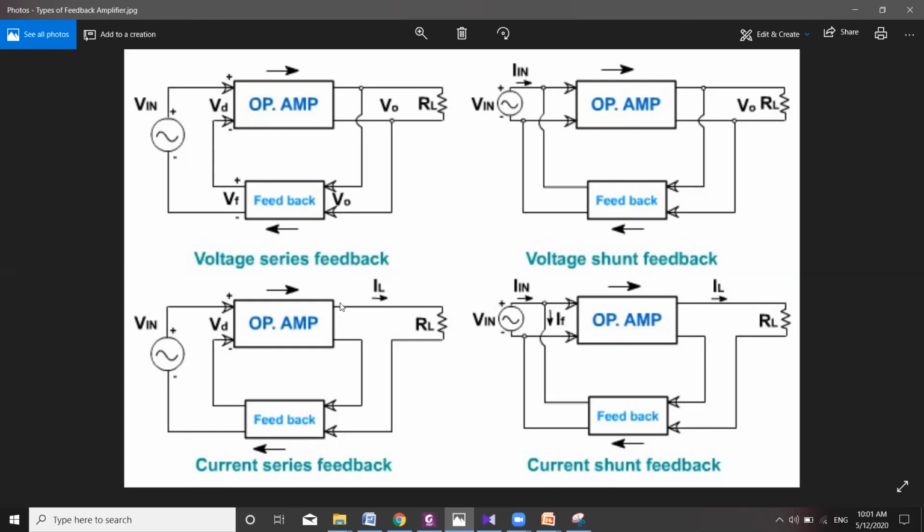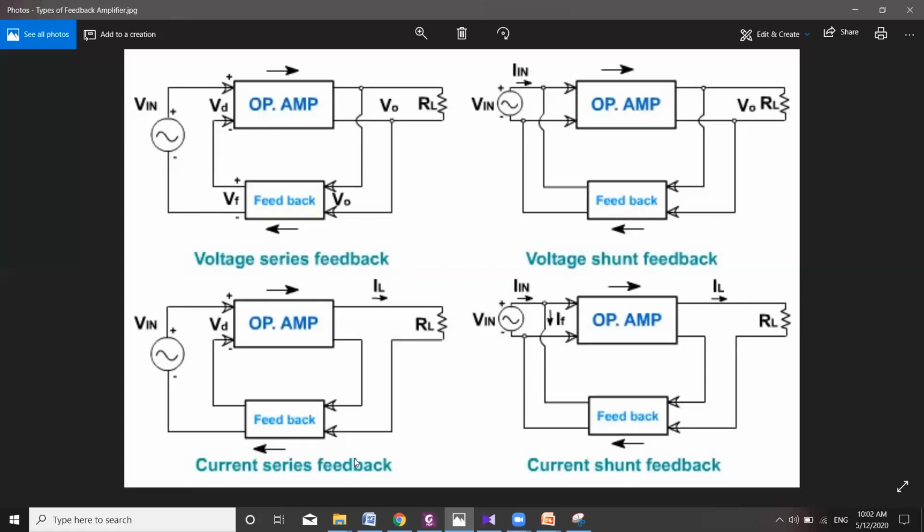Next, let us see the voltage shunt feedback. Voltage shunt means it is connected in parallel. Just see here, this is the input voltage, this is the op amp. We are taking part of the output, giving it to the feedback network, and the output of the feedback network is given in parallel to the input side. Just see the difference. In voltage series feedback, the feedback is given in series with the input voltage, whereas in voltage shunt feedback, the feedback voltage is given in parallel with the input voltage. That is what is called voltage shunt feedback.